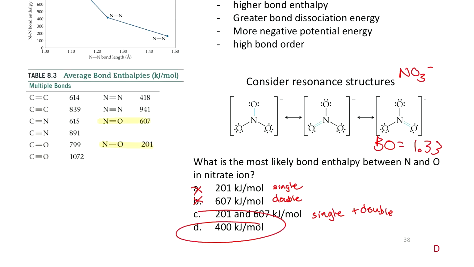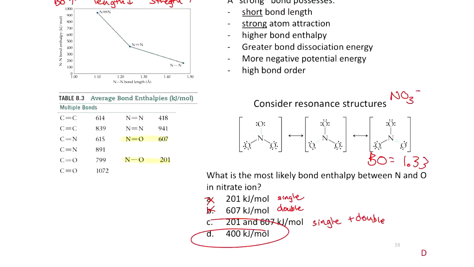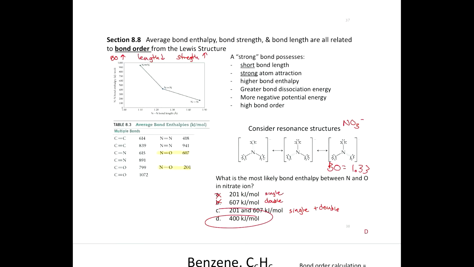So what we're going to find are bond enthalpies that are between that of a single bond and a double bond. We're going to measure bond characteristics that are between a single bond and a double bond, related to a bond order closer to 1.33. That's the idea of resonance structures: we have to draw the double bond somewhere when we do these Lewis structures, but we have to understand that the double bond actually exists in all 3 positions.